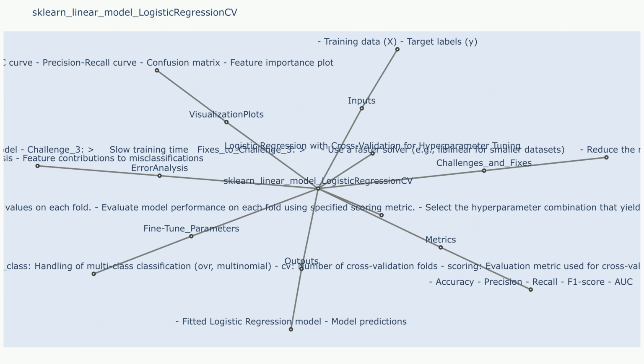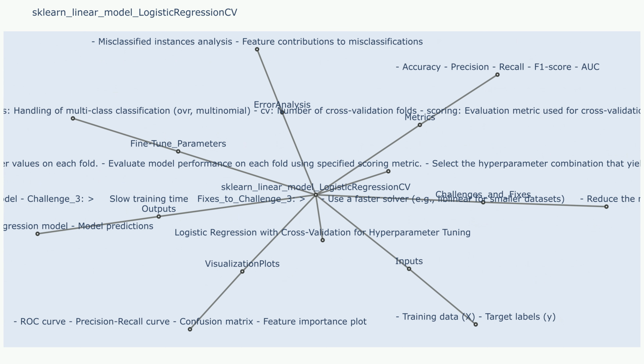Penalty. The type of regularization to be applied. L1 applies L1 regularization, lasso, leading to sparse solutions, while L2 applies L2 regularization, ridge, leading to smoother solutions. Solver. The optimization algorithm used to find the optimal coefficients and intercept. LibLinear is efficient for small datasets. LBFGS is suitable for larger datasets. And SAG is efficient for large datasets with many features.